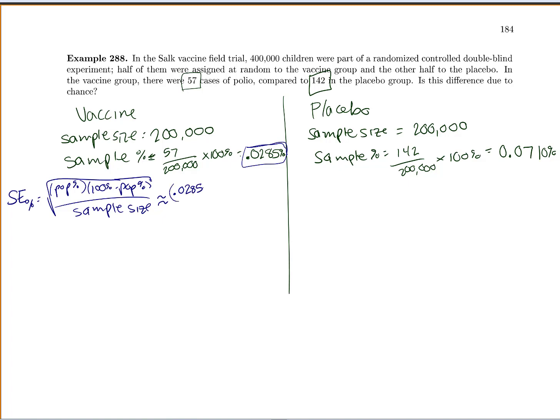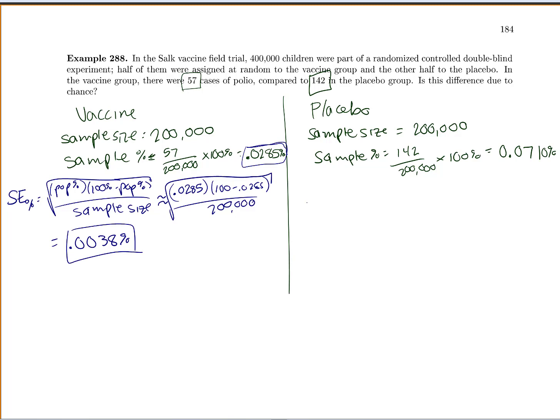0.0285 times 100 minus 0.0285 over a sample size of 200,000. And then you take the square root of all of that, which would give me 0.0038%. So we found the standard error.